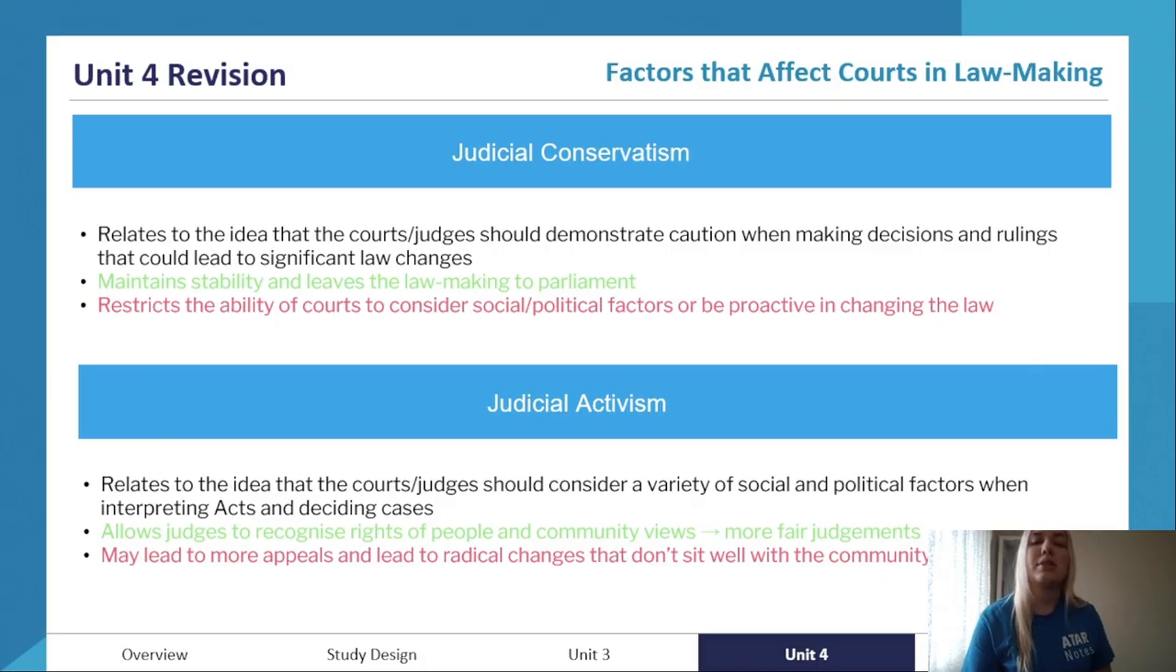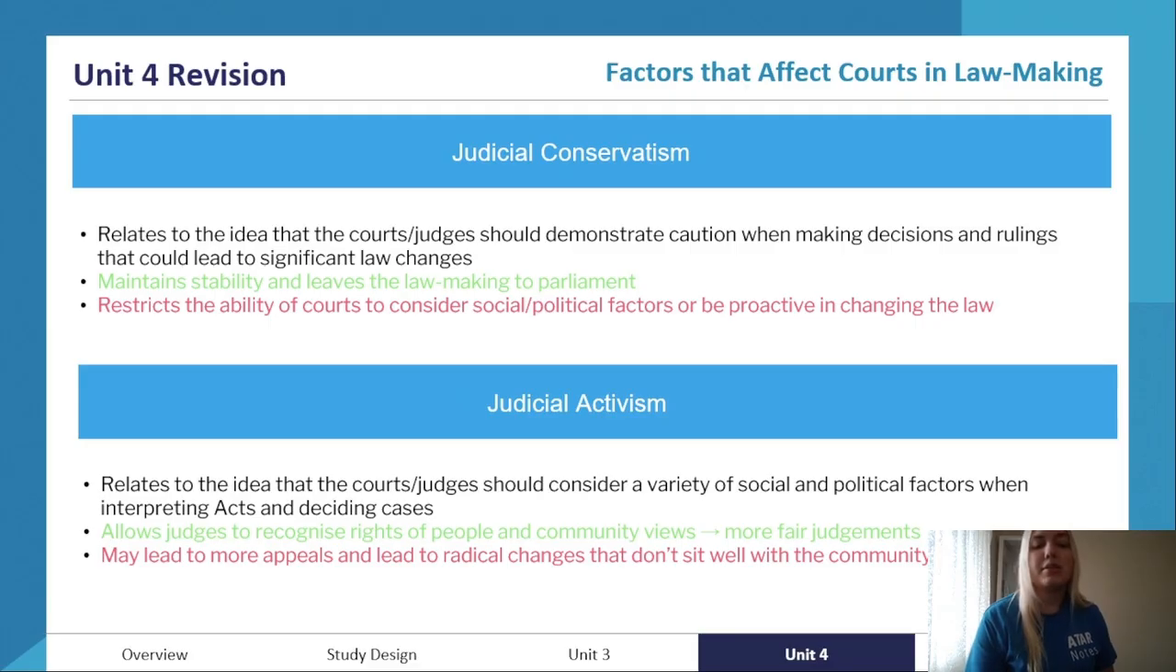So, conservatism is where judges demonstrate caution when making decisions and rulings that could lead to significant changes in the law. They think it's not the role of the courts to change the law. It is the role of Parliament. On the other hand, this maintains stability and leaves the lawmaking to Parliament, and it limits any potential contradictions between common law and statutory law.